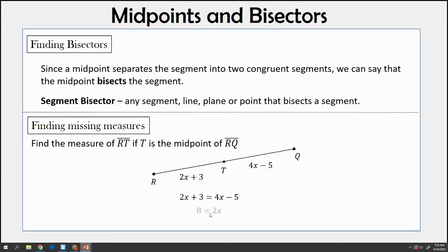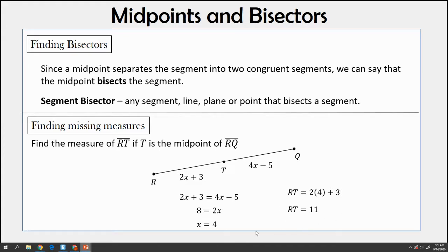Subtract 2x, add 5. Subtract 2x, I'll have 2x here. Add 5, I'll have 8 there. Divide each side by 2, x is 4. Now just be careful here because you're not done with the problem. You found the value of x, but it asks you to find the measure of RT. So we've got to go back and finish up here. RT is 2x plus 3, and now we know x is 4. So 2 times 4 plus 3, RT is 11.